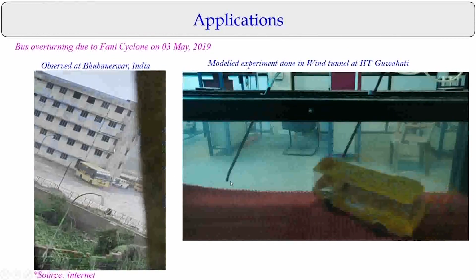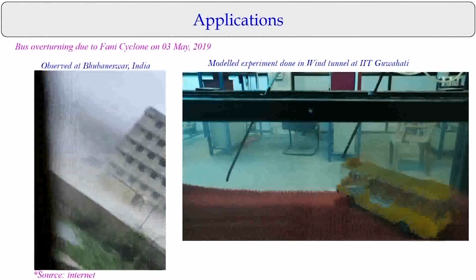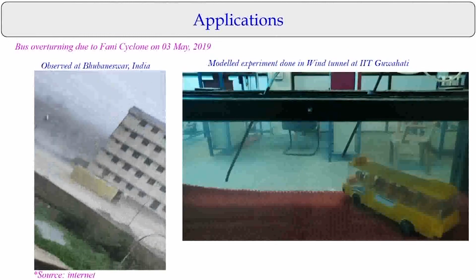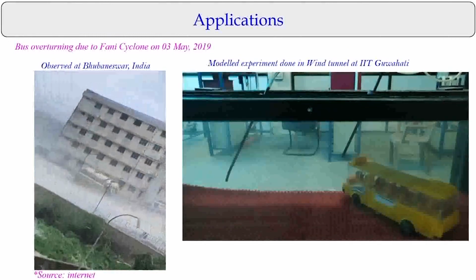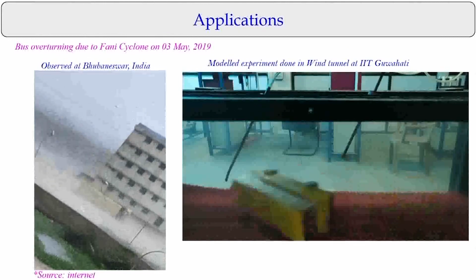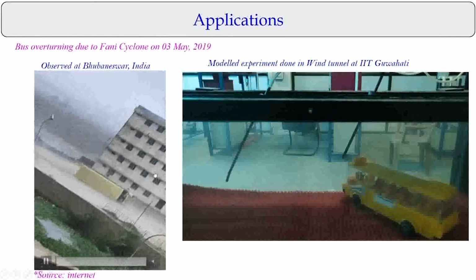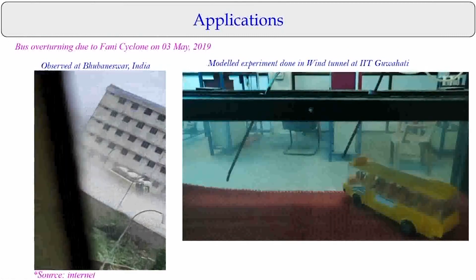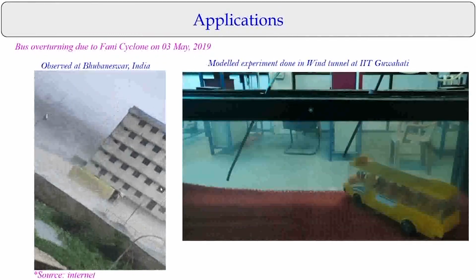Is that enough for a study to conduct, or do we need to do some sort of similarity analysis, a flow pattern analysis? How do we design these experiments? This is what I am just demonstrating to you. When you conduct fluid flow experiments, you first have to design the experiment. How do we do that? Those things I will discuss today.